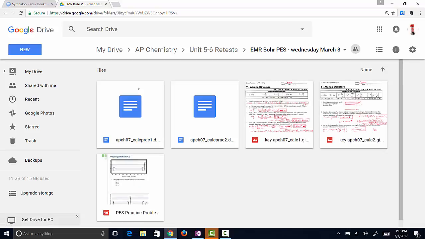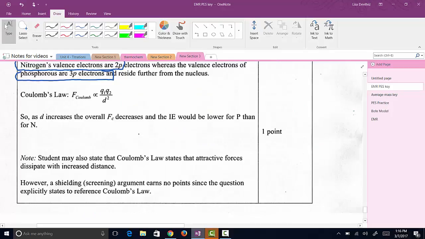In there, I have 3 documents: AP Chapter 7 Calc Practice 1, AP Chapter 7 Calc Practice 2, and PES Practice Problems. The other 2 are the keys for the Chapter 7 Calc Practice documents, and the answers for the PES Practice Problems are on the last page of that document. I'm going to go back to the notebook and show you what they are.